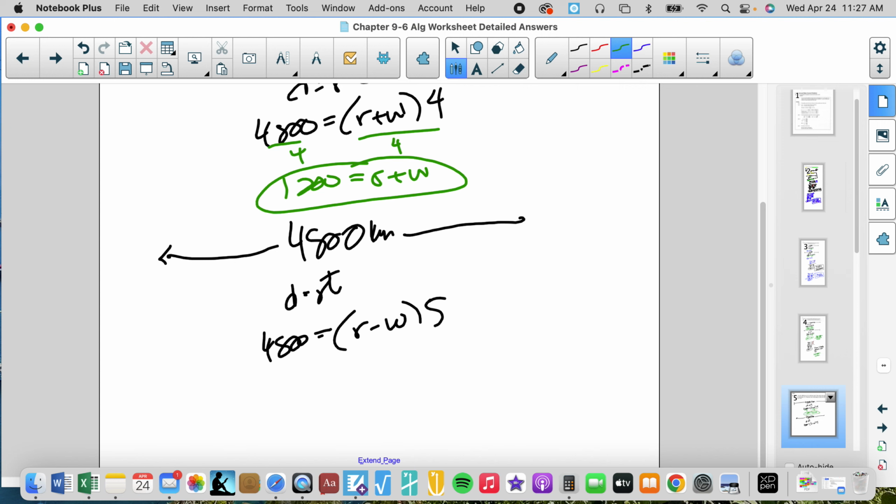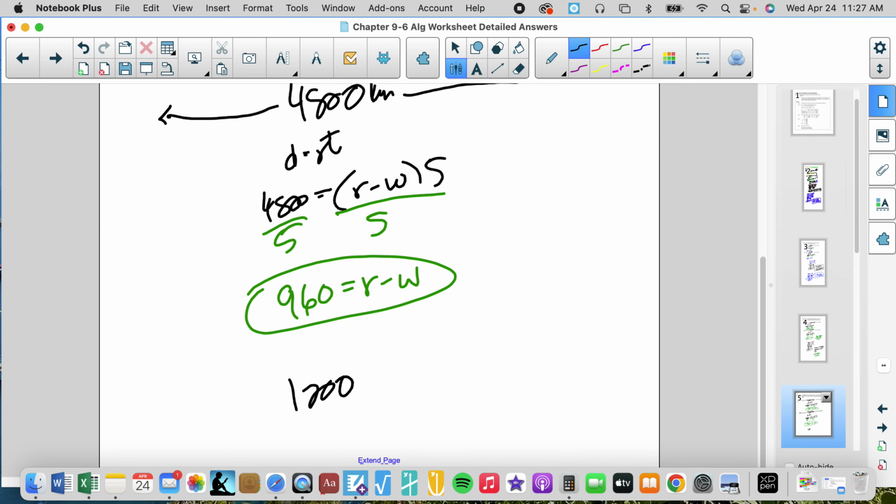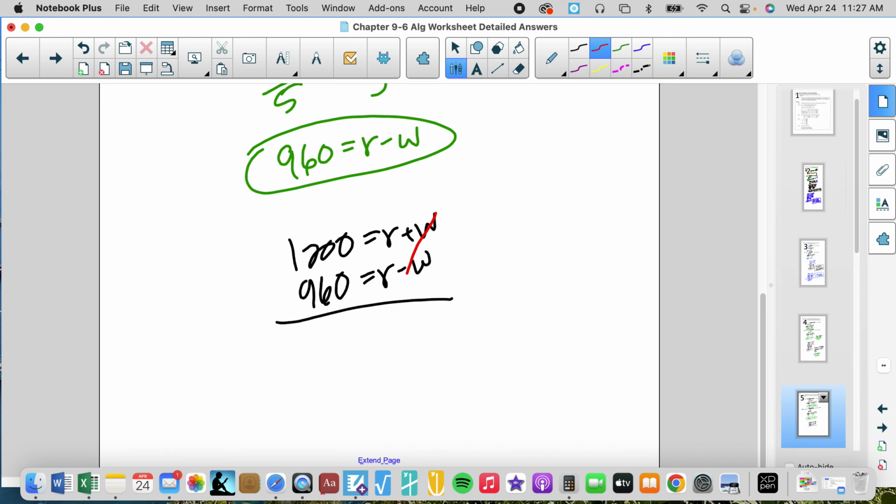Divide by 5. That is going to be 960 equals R minus W. Does that make sense? Yep. So we have 1,200 equals R plus W. We have 960 equals R minus W. Combine them. W's cancel naturally. We get 2160 equals 2R. Divide by 2. Much more manageable. No calculators needed.